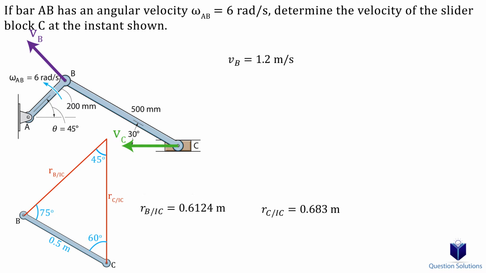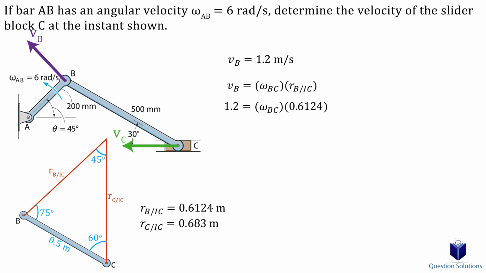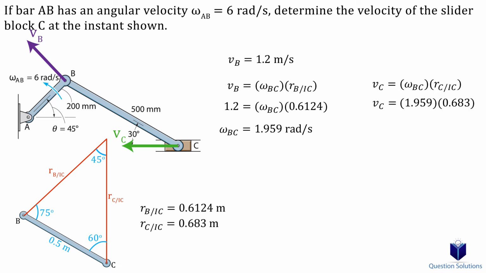Now we need to find the angular velocity of bar BC. So we will use the same equation we used at the beginning of this question, but we will use the IC length. Don't forget to use the velocity of point B we found earlier. To figure out the velocity of block C, we can use the same equation, this time using the other IC length and the value we just found. Solving gives us the velocity of block C.